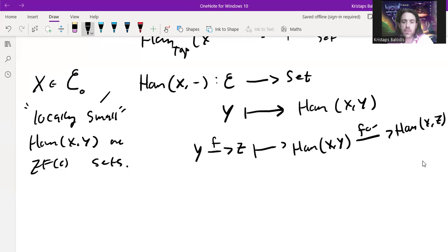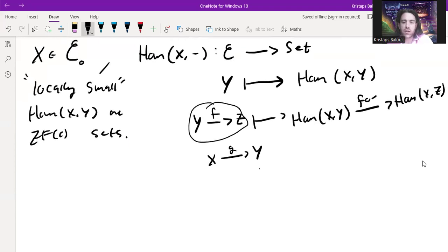So if I had some morphism in my category from X to Y, then because I have some fixed map F, the composition gives me a map from X to Z, which is where I wanted to go. So post composition.